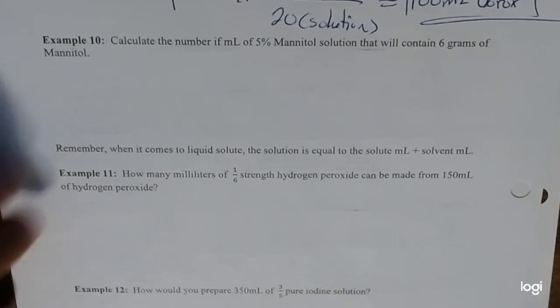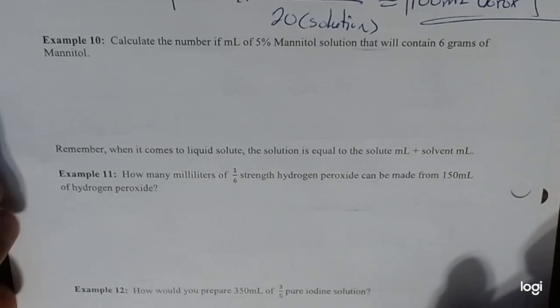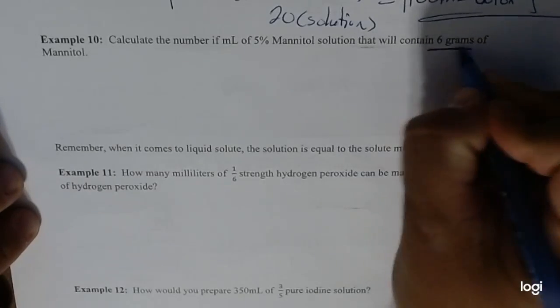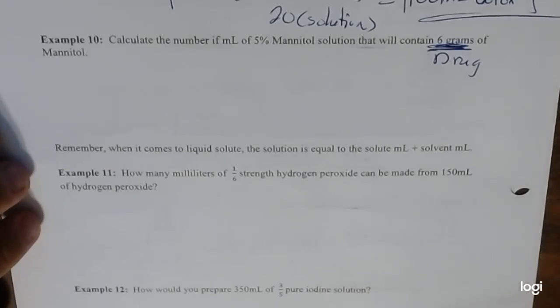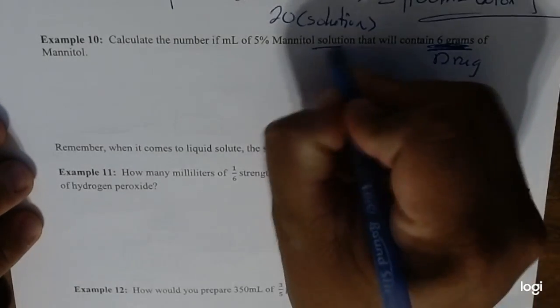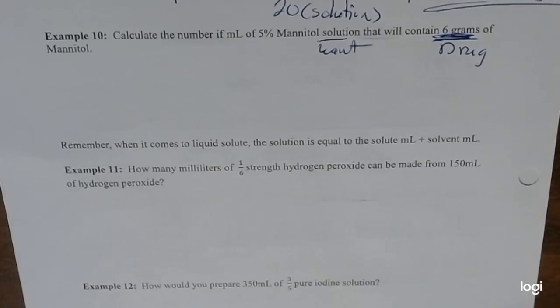So calculate the number of milliliters of 5% methanol solution that contains 6 grams of methanol. So notice this is dry, right? Because it's giving us a gram. So that's off the bat. So we know this for sure is going to be drug given to us, which means by default we're looking for solution, right? We want the solution, how many milliliters, right? That's what we want, solution.